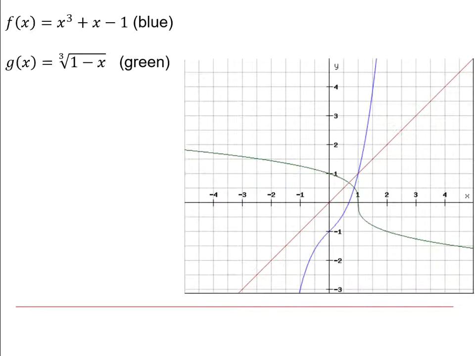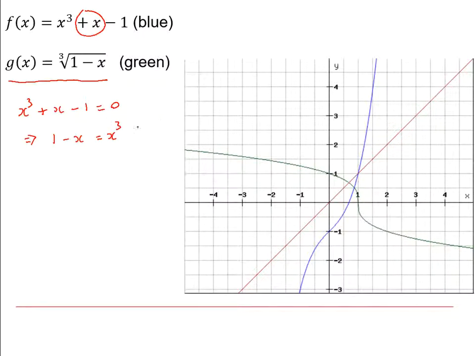Now, to illustrate the case where the gradient's negative, we've just slightly tweaked our function so that we've got plus x there instead of a minus x, and this produces a new rearrangement. So we'll just check that that works. We've got x cubed plus x minus 1 equals 0, and adding 1, subtracting x from both sides gives us that, and then if we take the cube root, that gives us g(x) there.